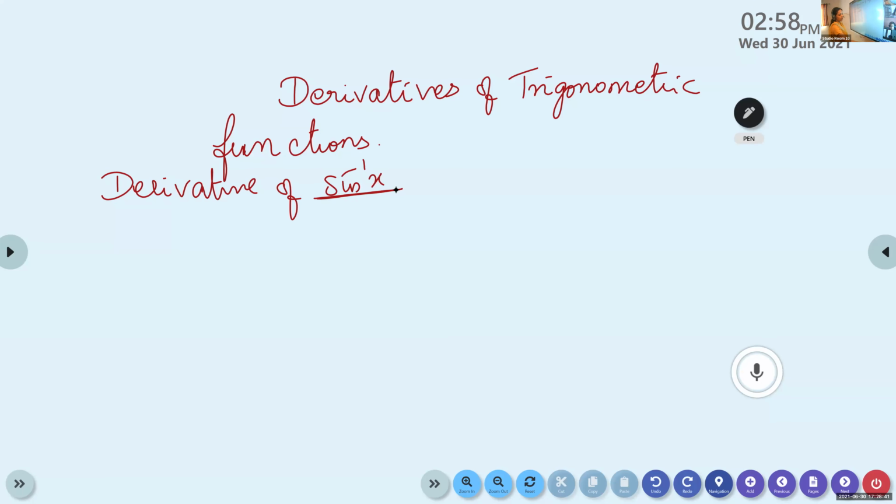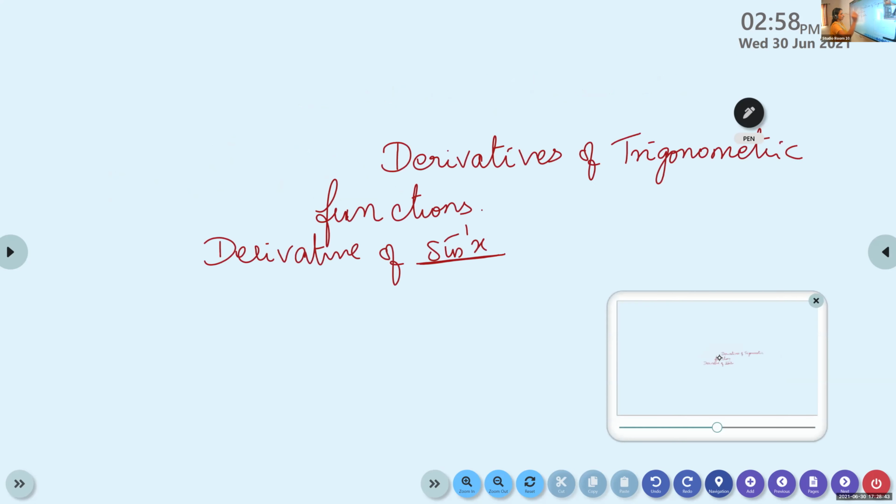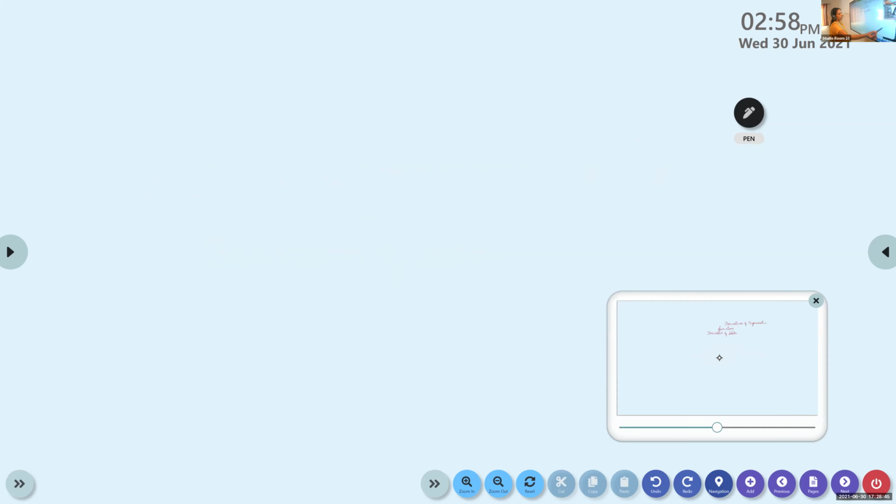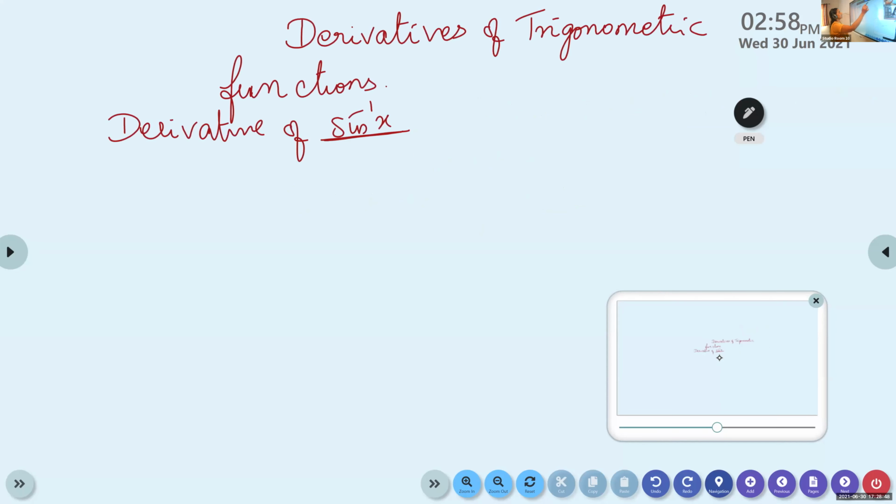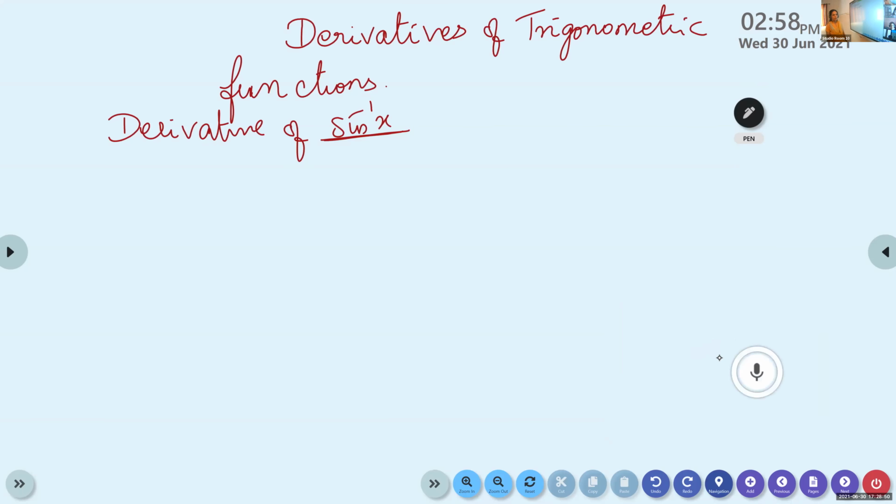Okay, keep your pen down, sit straight and listen. Finding the derivative of inverse trigonometric function. So first we are going to learn the derivative of sine inverse of x. Listen, children. So I'm going to take y is equal to sine inverse of x. Our aim is to find the derivative of sine inverse of x.